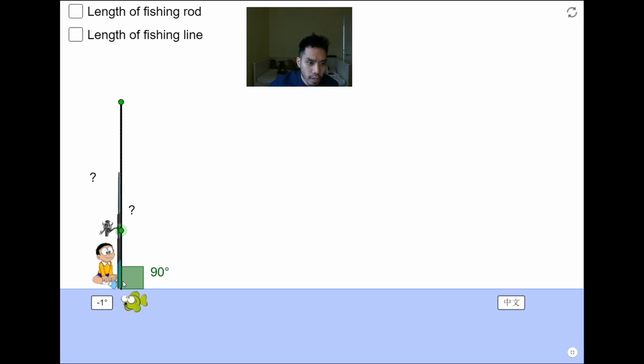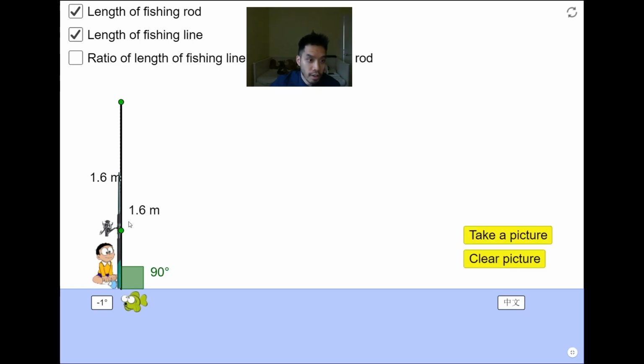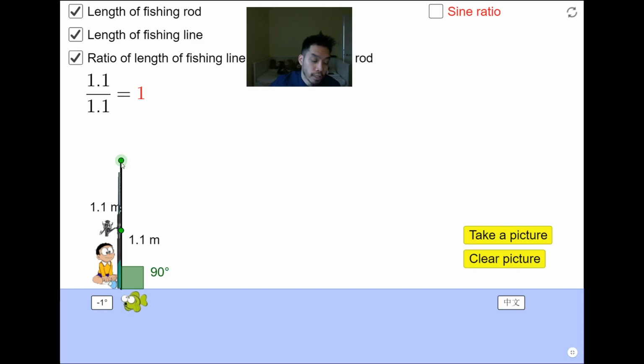At this point, the opposite and the hypotenuse are the same length. The length of the fishing rod is the same length as the rope here, right? In this case, it's 1.6, and this is also 1.6. So the length of the fishing rod and the fishing line is 1.6. If I divide 1.6 by 1.6, it's still going to be 1. And this is the same for every 90-degree focus angle.